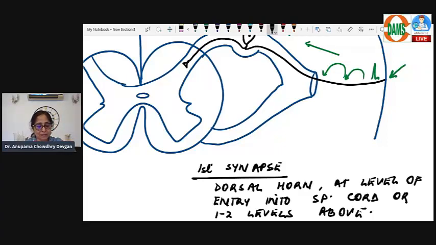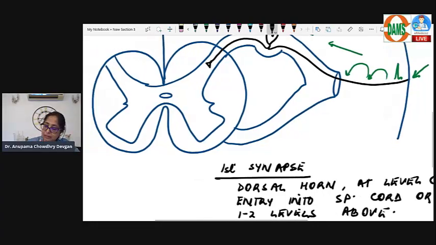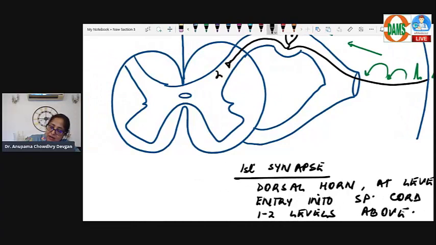Okay? Now, in the case of the spinothalamic tract, the first synapse of the posterior column was in the medulla, nucleus gracilis, nucleus cuneatus. But the first synapse in the spinothalamic tract is in the dorsal horn itself, either at the level of entry into the spinal cord or 1 to 2 levels above. From here arises the second order sensory neuron, which crosses over to the opposite side and then ascends upwards.